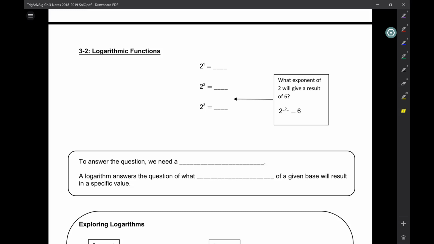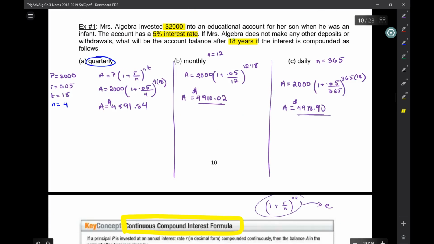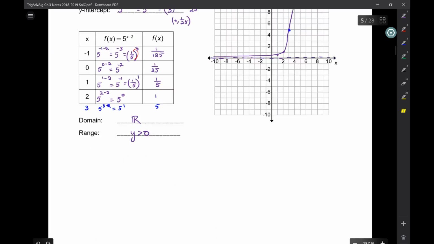In our last sections, we were talking about exponential functions. So we started thinking about how functions behave when we change the exponents, right? 2 to the 1, 2 to the 2, 2 to the 3, and so on. And we saw how quickly, if we go back here, back to the olden days.